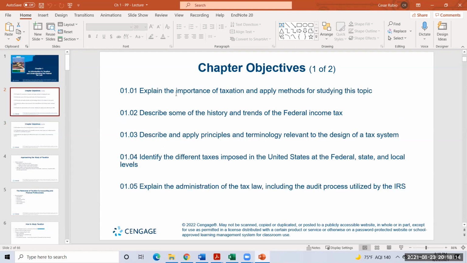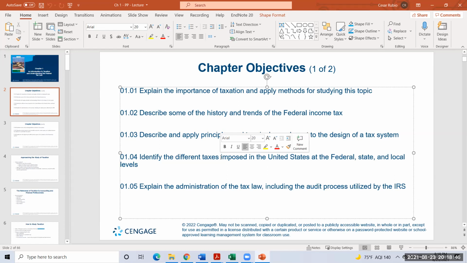If you really want to get the most out of the chapter, then after you read it and make your notes, you want to see if you can actually explain the importance of taxation and applied methods for studying this topic, in your own words. You don't necessarily have to memorize anything. Just in your own words, can you answer these objectives? Do you know what you're talking about? Can you actually answer them if they were ever asked?